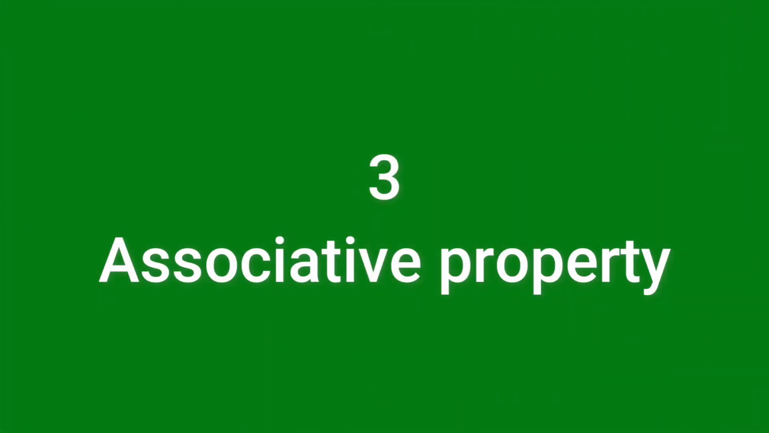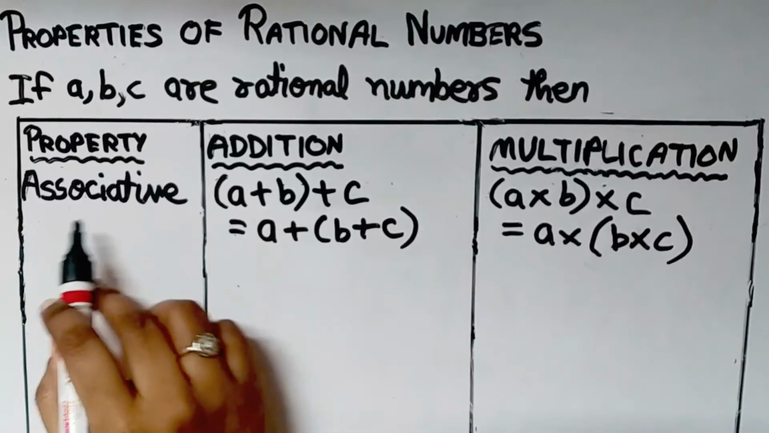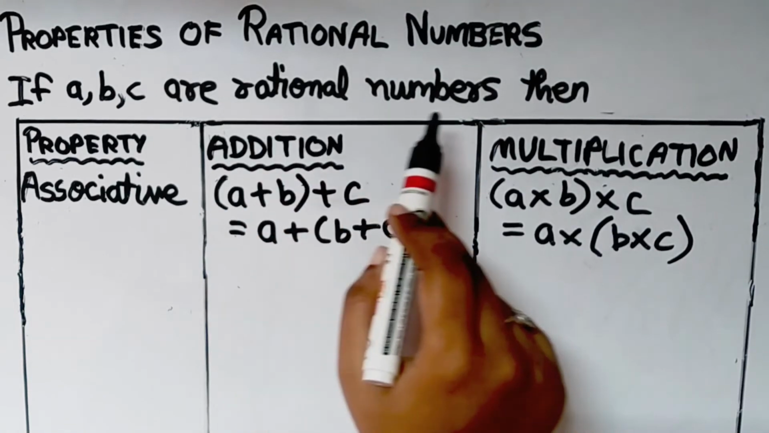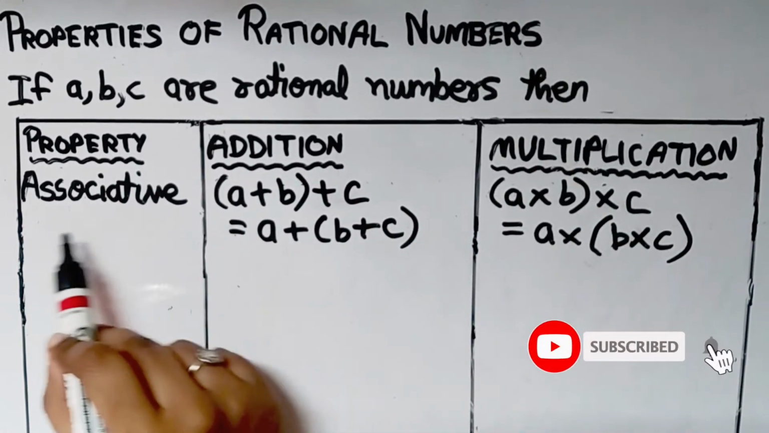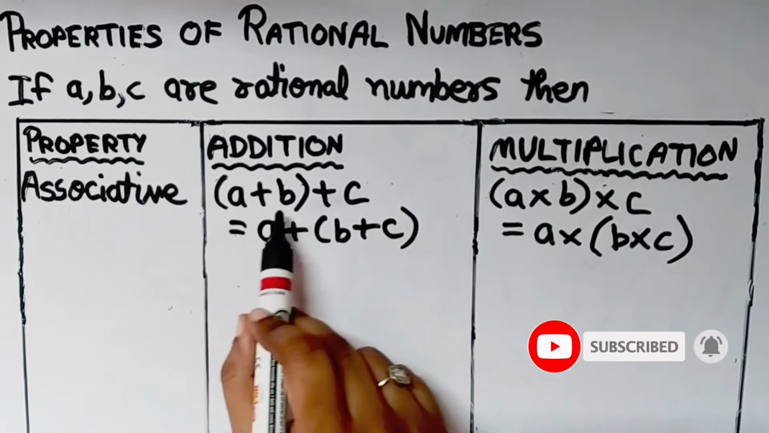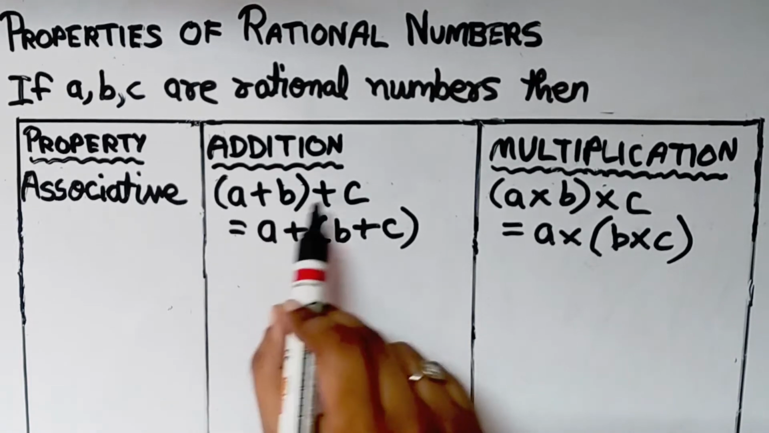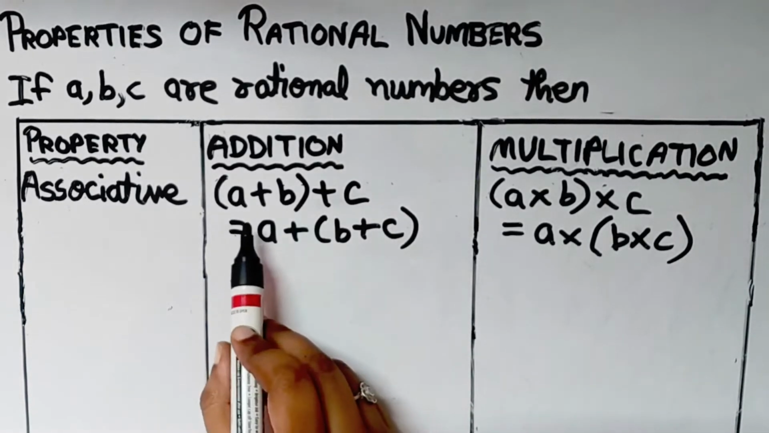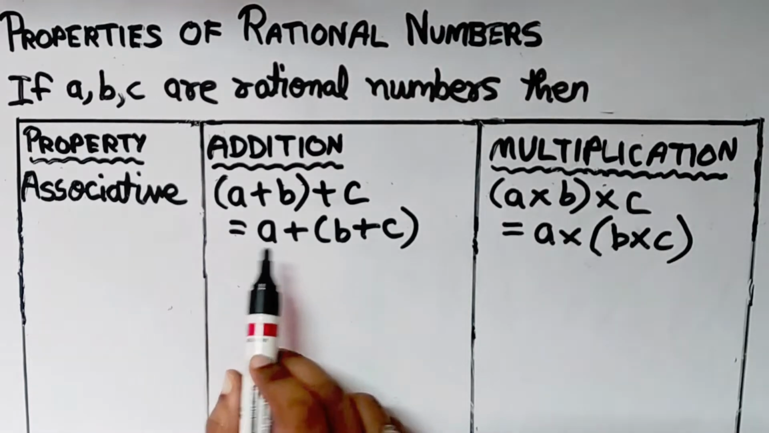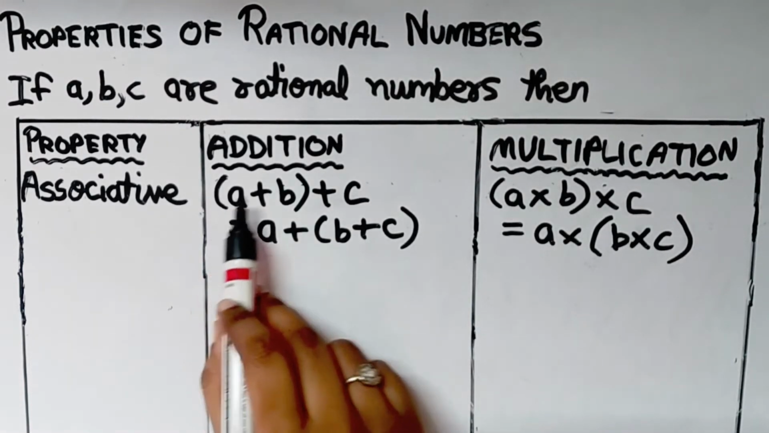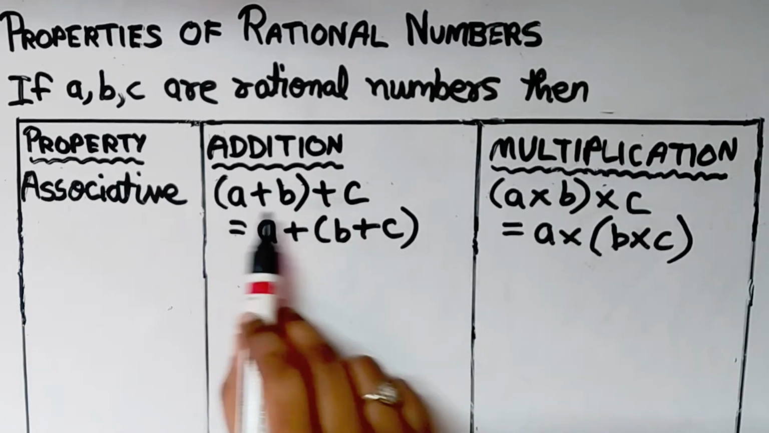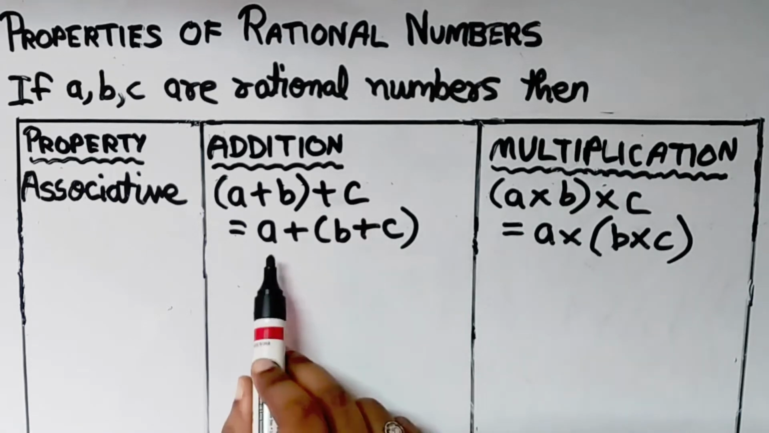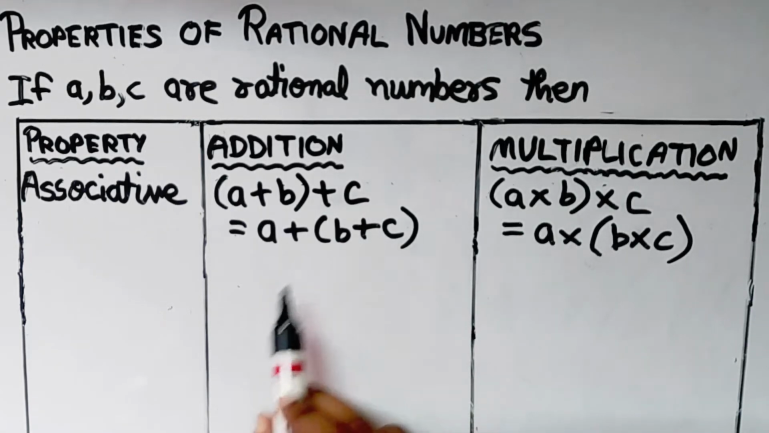The next property is the associative property. If A, B, C are rational numbers, then for addition, inside the bracket A plus B and outside the bracket plus C will be equal to A plus, inside the bracket, B plus C. This means if we add A plus B and then we add C, the answer we get will be the same as if we add B plus C first and then add A. So in any way you can add, the answer will be the same.